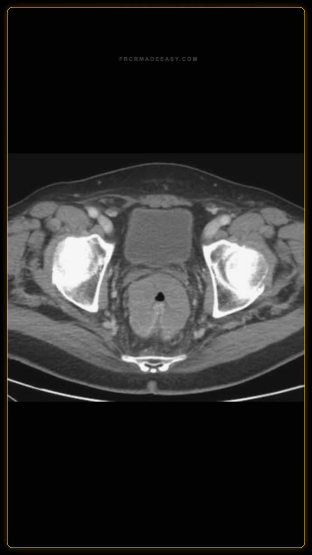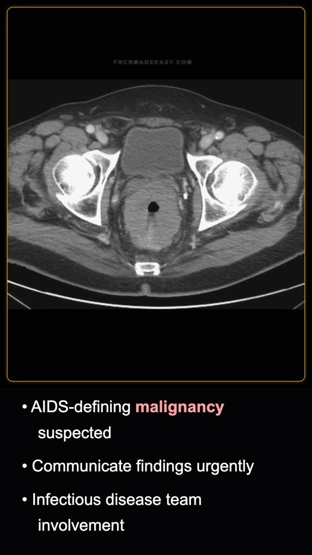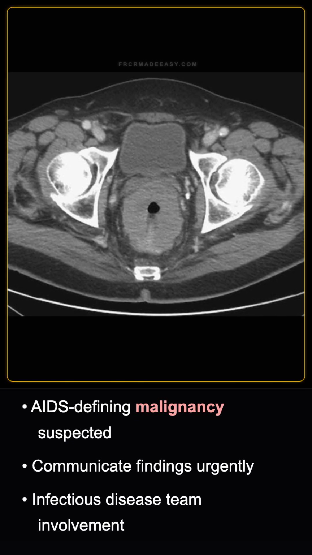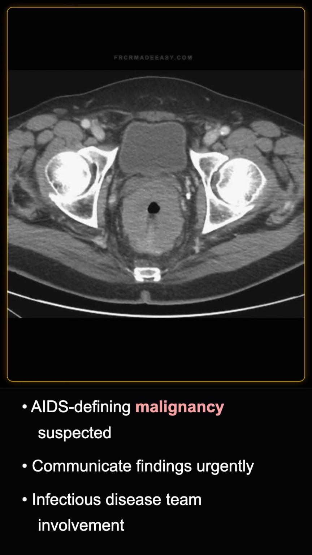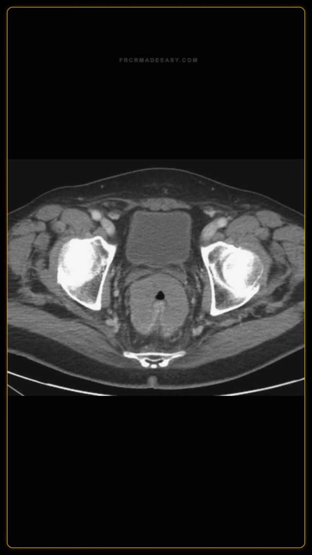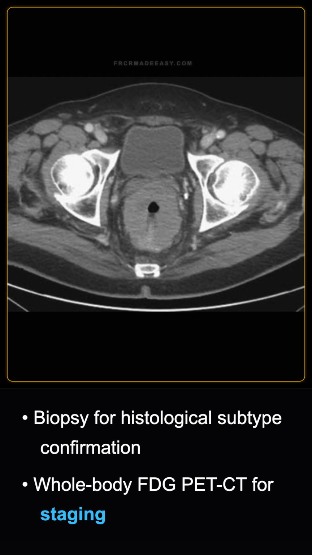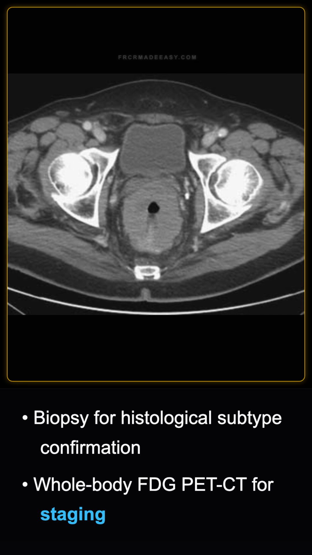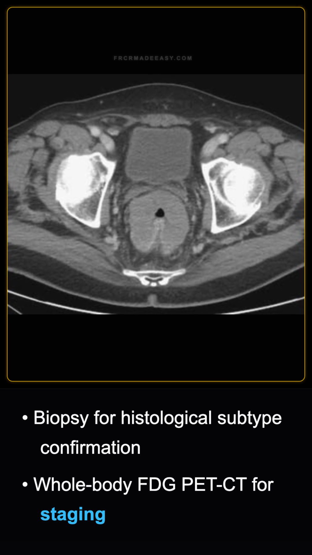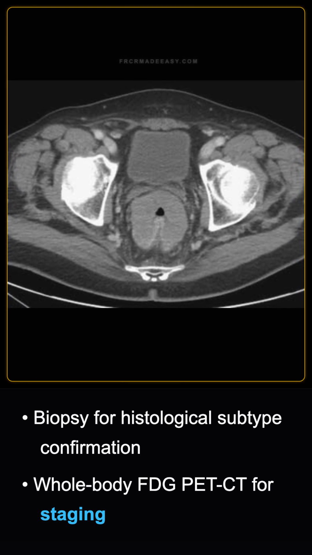How would you manage this patient as a radiologist right now? I would urgently communicate the findings to the patient's referring physician or the infectious disease team, raising high suspicion for an AIDS-defining malignancy. What subsequent steps would you recommend to definitively diagnose and stage the disease? I would recommend a rigid or flexible sigmoidoscopy for a deep tissue biopsy to confirm the histologic subtype. Following biopsy confirmation, I would refer the patient for a whole-body FDG PET-CT to complete the oncologic staging.